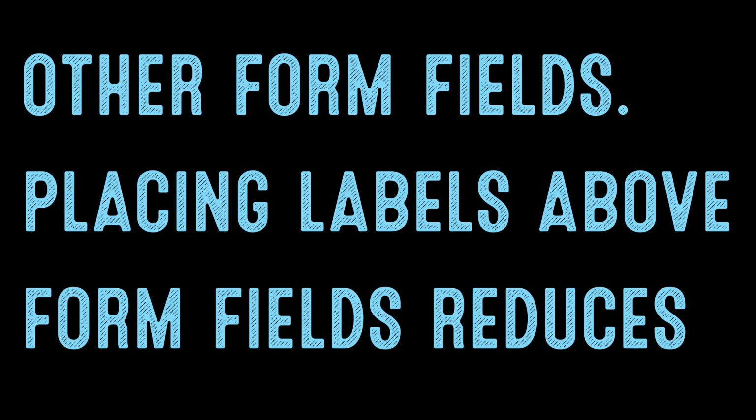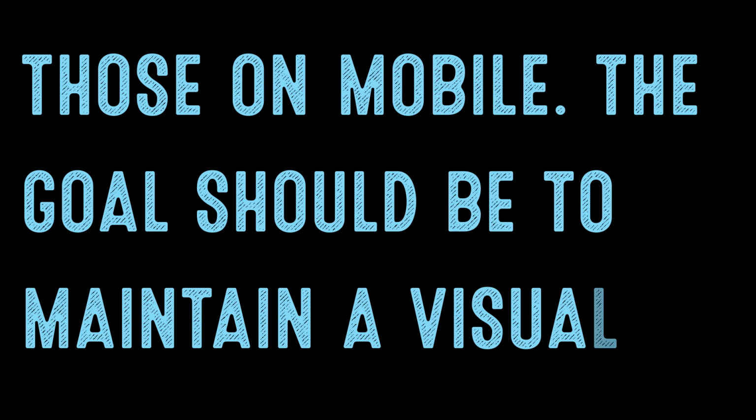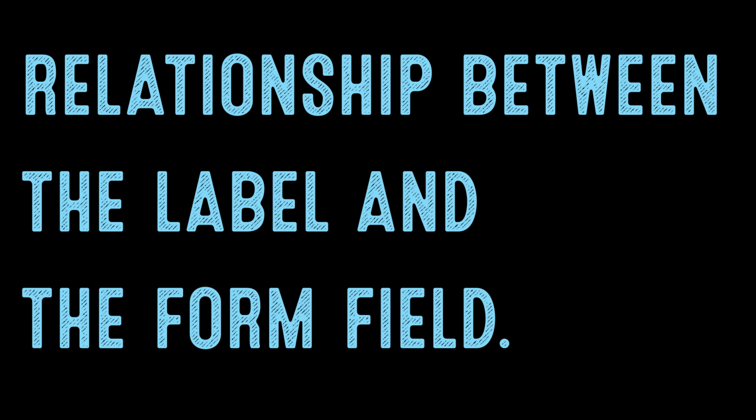Placing labels above form fields reduces horizontal scrolling for those with low vision and those on mobile. The goal should be to maintain a visual relationship between the label and the form field.